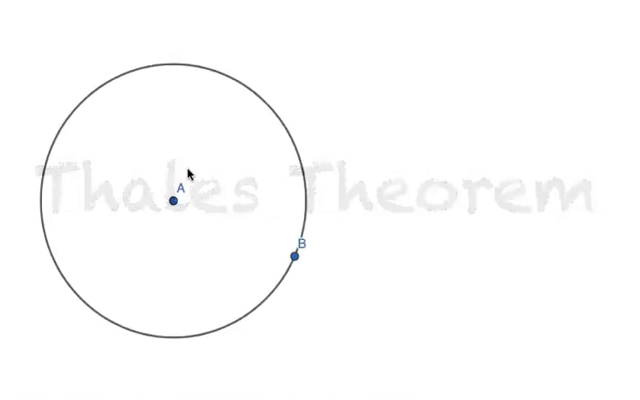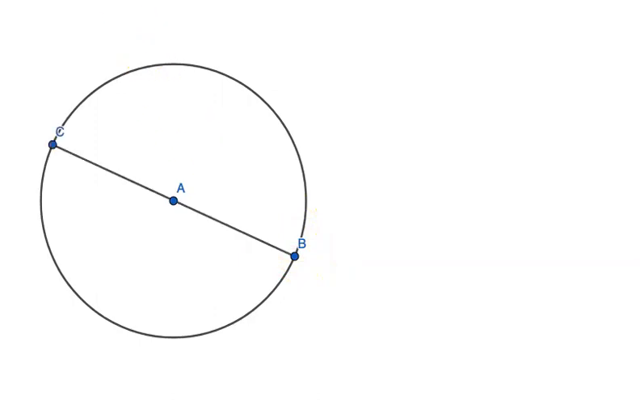To illustrate it in figures, it's like this. We first draw a circle with the center A, then pick a point B, draw a diameter BC. Then we can pick any point on the circle, like D here. Then we can connect CD and BD.